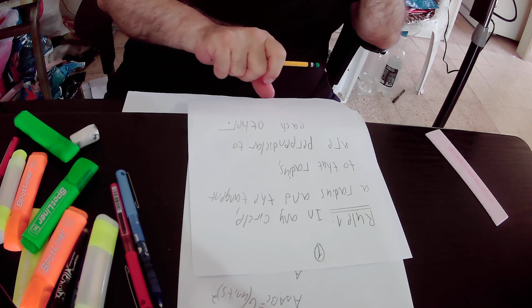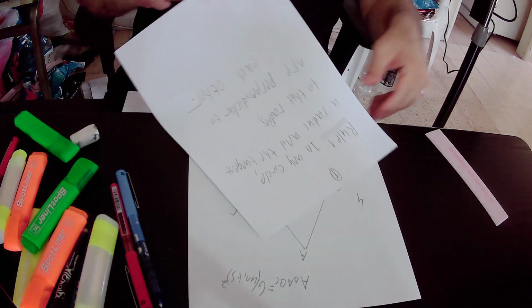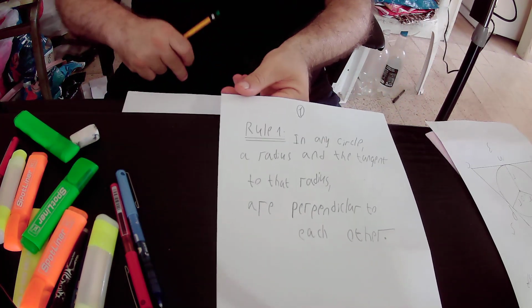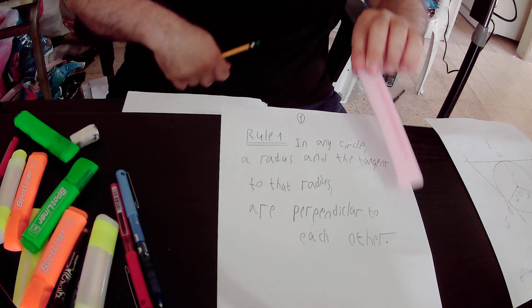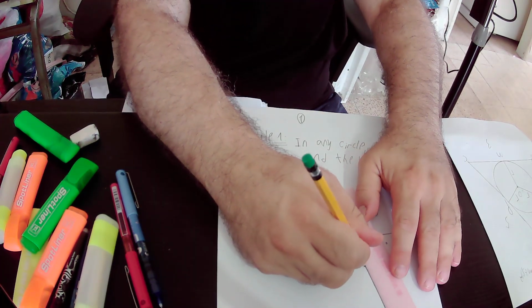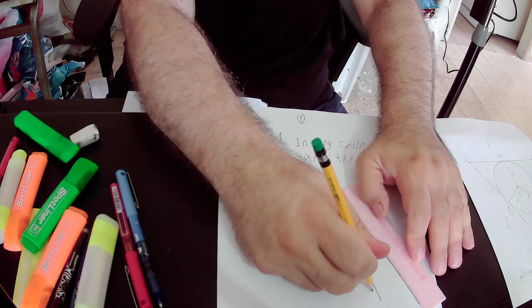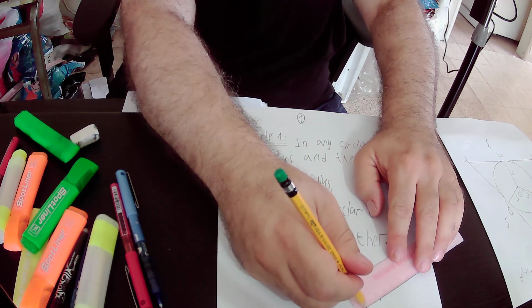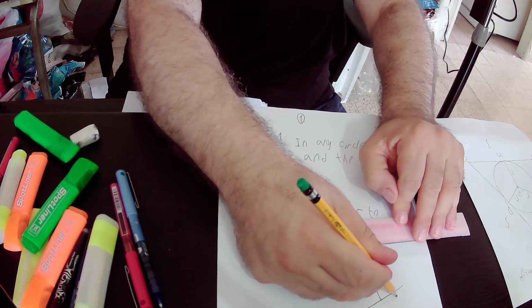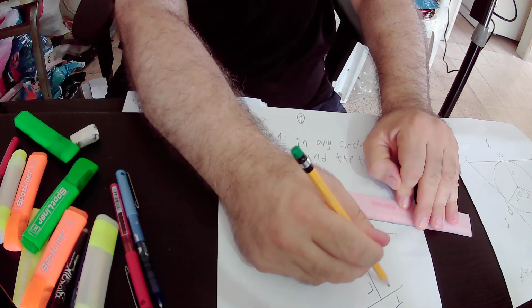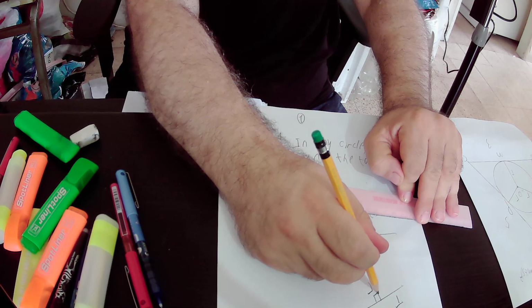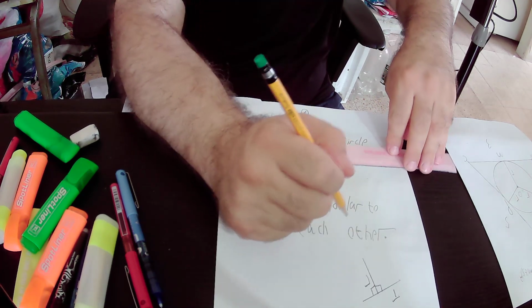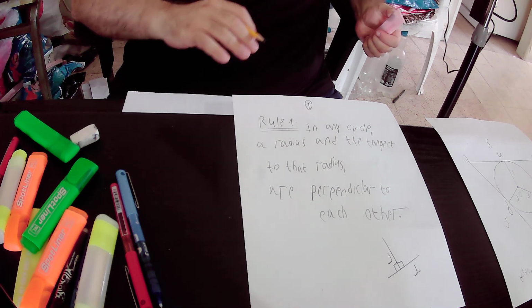Okay, I will read rule number 1 again. Rule number 1 states that in any circle, a radius and the tangent to that radius are perpendicular to each other. So if we have a radius, let's call it R, and we have a tangent to that radius, let's call it T, then the radius is perpendicular to its tangent. That is to say, this angle is 90 degrees and this angle is also 90 degrees. So in any circle, a radius and the tangent to that radius are perpendicular to each other.